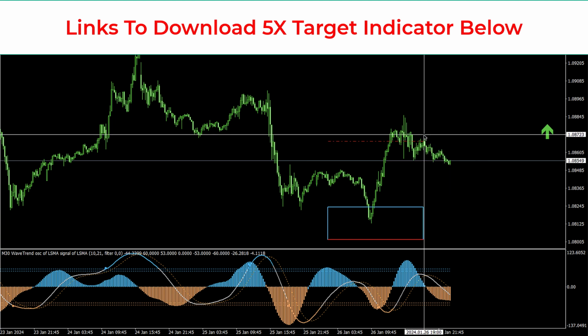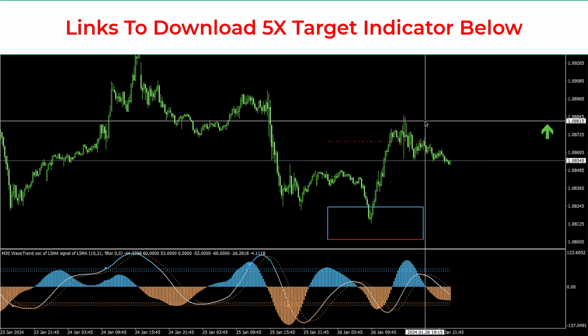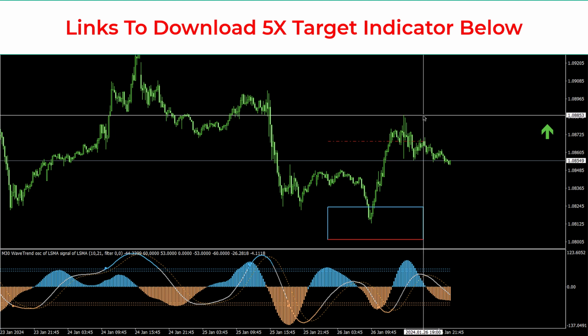So these are CET plus 1. Most brokers offer this time frame, especially European-based brokers or Australian-based brokers. So most brokers use this CET plus 1, like IC Markets and other brokers.